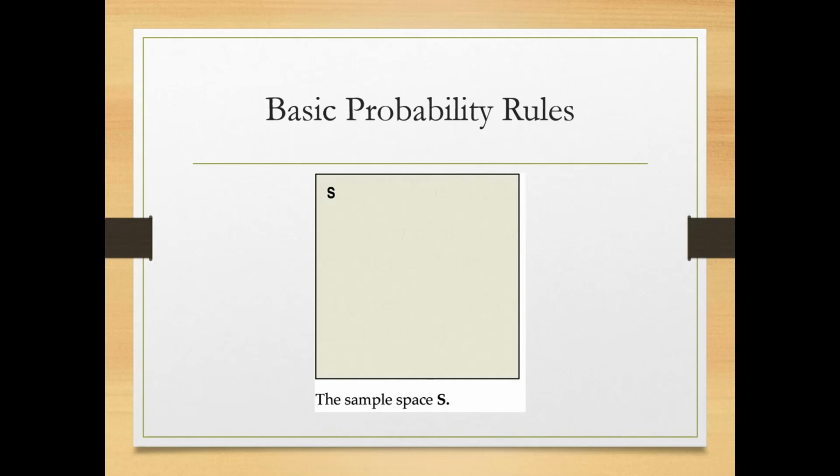We can use Venn diagrams to represent probabilities, and here is just the most basic it can get. It's a rectangle with an S in it, which represents the sample space, everything that can happen. We haven't really dived into the sample space to create separate events or anything. It's just, here's the sample space. It encompasses everything that can happen.